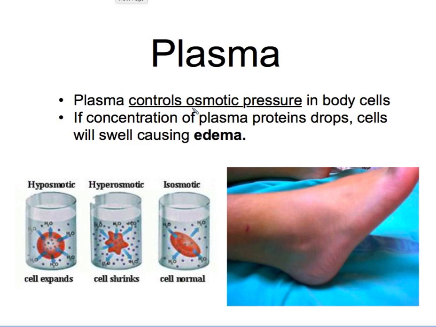What your plasma does is it controls this osmotic pressure in body cells. So if the concentration of plasma proteins drops, your cells will swell and cause edema. Okay, so as you change your protein concentrations, that determines what happens to your cells. So this is where you get your hypotonic solution, your hypertonic solution, and your isotonic is all based on these plasma proteins that are found within your blood.